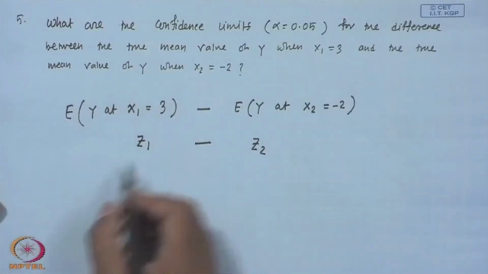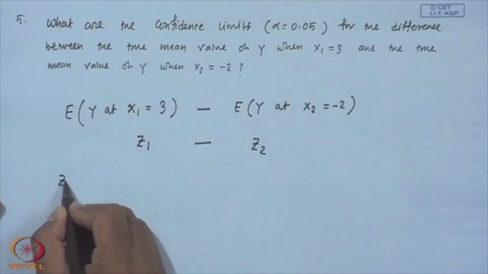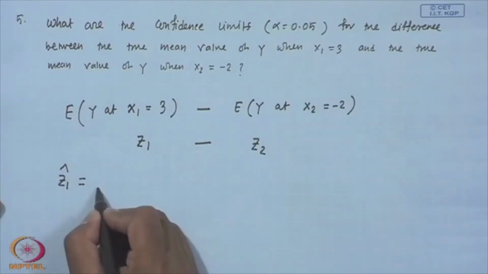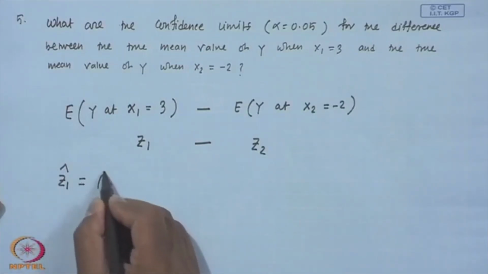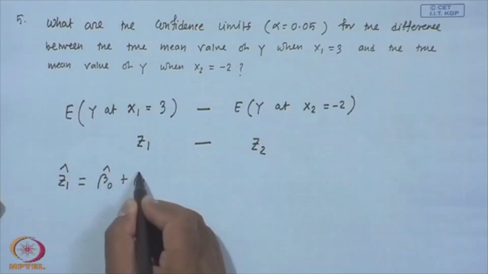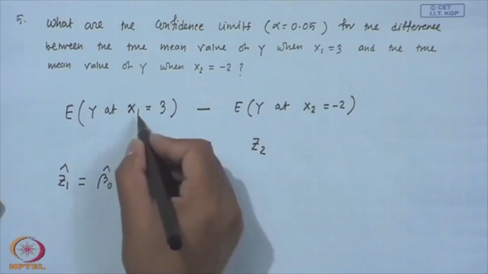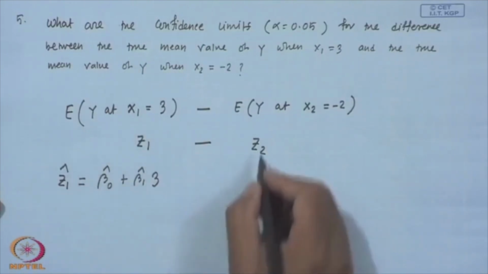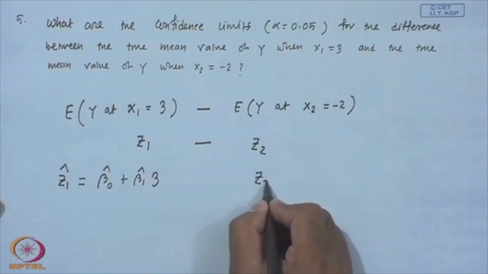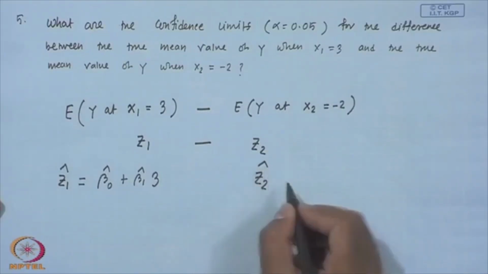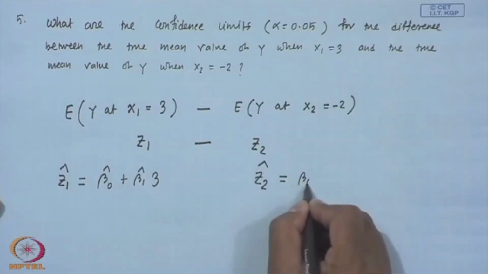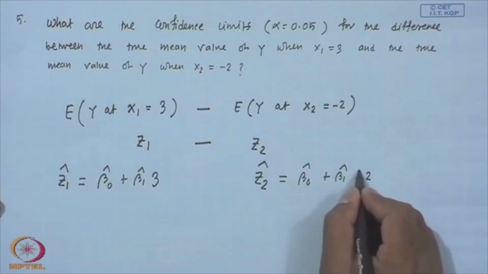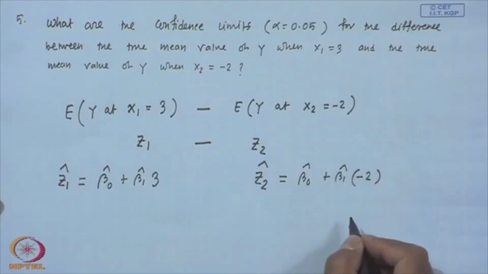So, the unbiased estimator for Z 1, for simplification, is nothing but beta naught hat plus beta 1 hat x naught, sorry, here it is x 1. So, 3. And the unbiased estimator for Z 2, call it Z 2 hat, is equal to beta naught hat plus beta 1 hat into minus 2. Okay.